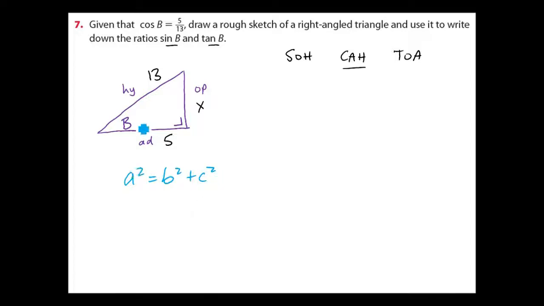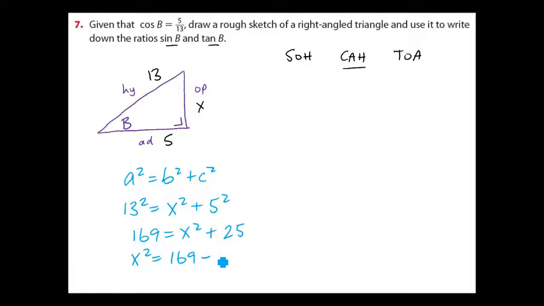So Pythagoras' theorem, a squared is equal to b squared plus c squared. That's the hypotenuse squared, 13 squared, would be equal to x squared plus 5 squared. So 169 is equal to x squared plus 25. Now we'll take 25 from both sides, so x squared is 169 minus 25, which is 144. Now this is a nice one because the square root of 144 is 12. So x is equal to 12. We could mark this off then on our triangle as well.